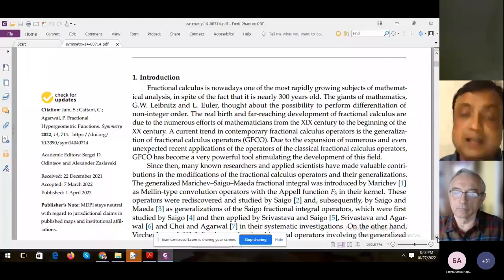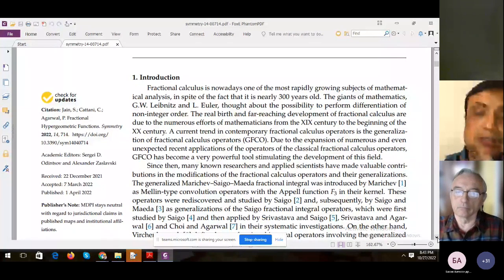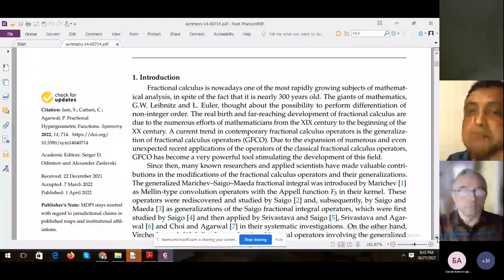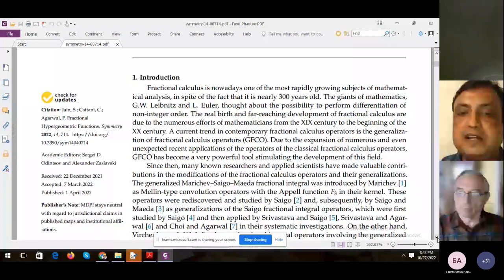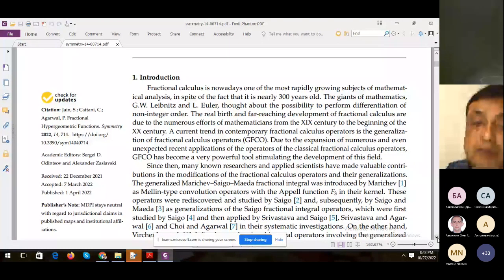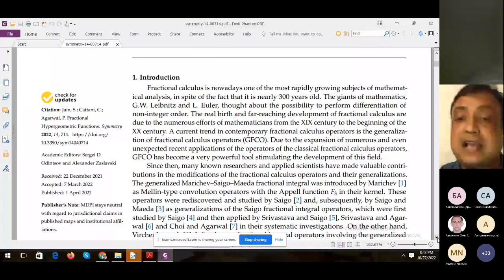Because when we are dealing with fractional calculus operators, they have an integral form in which they have a kernel. In the kernel, if we use a specific special function, then the behavior of the fractional operator changes. And it gives very good results from the application point of view. When we are dealing with some physical phenomena, where we are not able to find the exact solutions, then we discover some kind of differential equations.